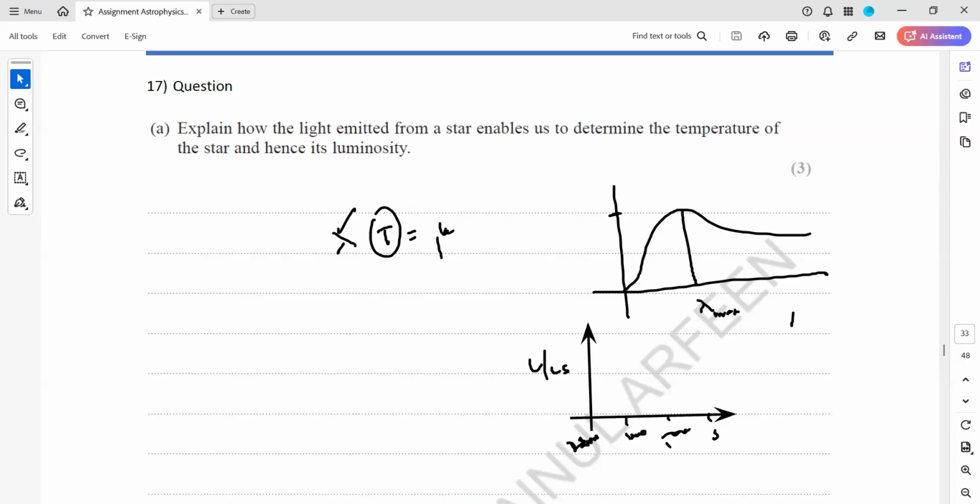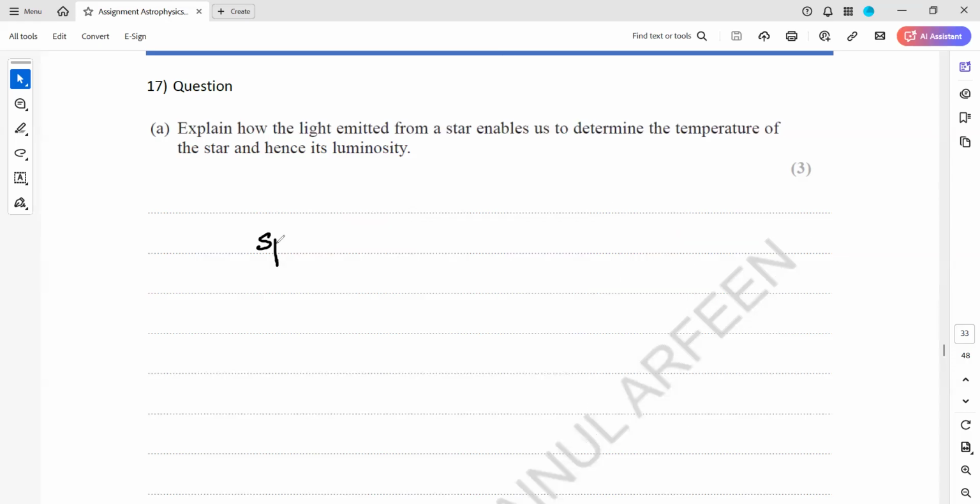So simply what we did, we recorded the spectrum of the star. From this spectrum, we determine the lambda max. Lambda max does not mean the maximum wavelength which the star is emitting. Lambda max means the wavelength at which the intensity is maximum.